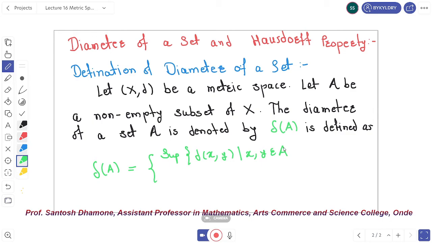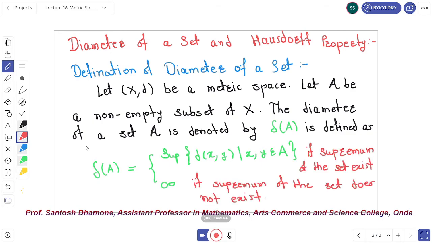This definition tells that let X be a matrix space and A is a subset of X and A is non-empty. The diameter of a set is denoted by delta A and is defined as the supremum of all distances between x and y, that is the maximum distance between x and y, if the supremum of the set exists, and is infinity if the supremum of the set does not exist.